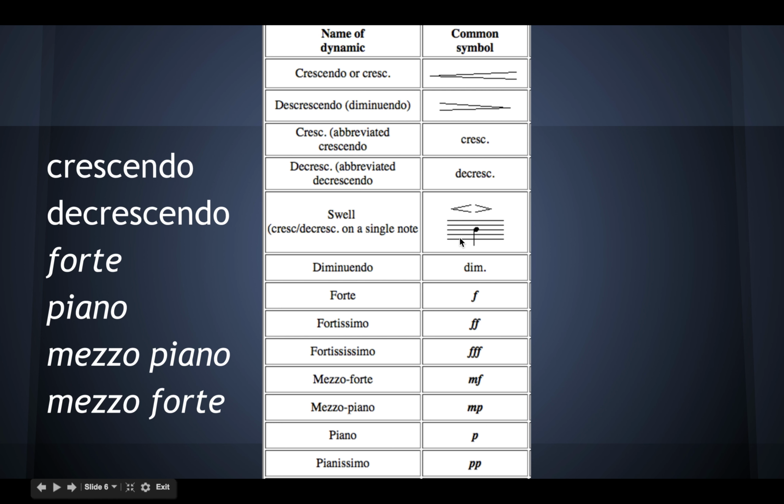Other words on here that we need to know is forte. Here's the symbol. Forte means loud. Okay. Mezzo forte, MF, medium loud. So mezzo, remember, is medium, forte loud, medium loud. Mezzo piano is going to be medium soft. Piano means soft in Italian. And then piano all by itself would just mean to sing softly.